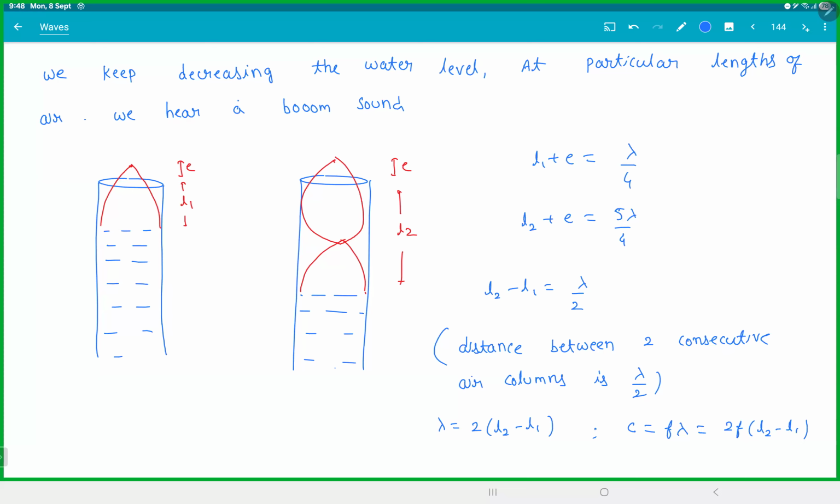It's a pretty easy experiment, but get the logic there. You hear a boom sound. It doesn't matter at what length it happens. When the second one happens, the difference in length must always be lambda by 2. Clear with this? Once you get the length difference, from there you get lambda. Once you get lambda, you already know the frequency and you're done. The experiment is pretty easy.